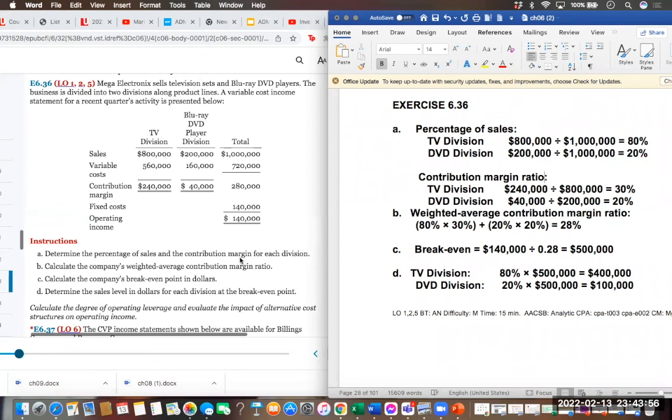So our break-even point in dollars is our fixed cost divided by our weighted average contribution margin ratio, $140,000 divided by a weighted average contribution margin ratio of 28% is equal to $500,000. And part D says, determine the sales level in dollars for each division at the break-even point.